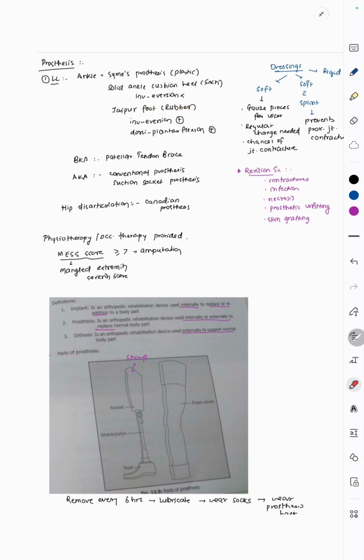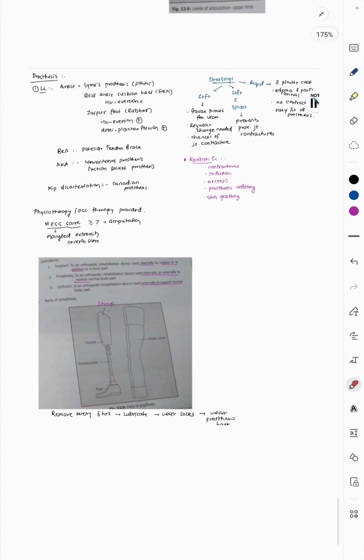Then for below knee amputation, patellar tendon bearing brace is used. For above knee amputation, the conventional prosthesis is used. For hip disarticulation, Canadian prosthesis is used. Physiotherapy or occlusion therapy is provided. MESS score, that is mangled extremity severity score, if it is more than or equal to 7, then amputation is done.